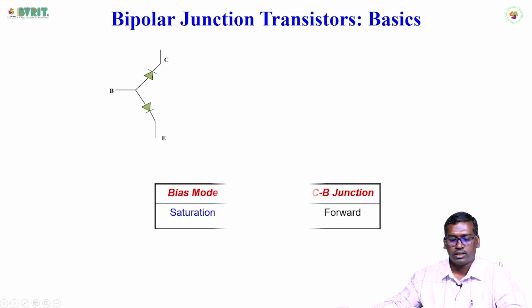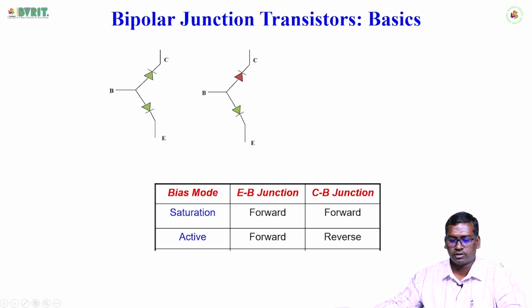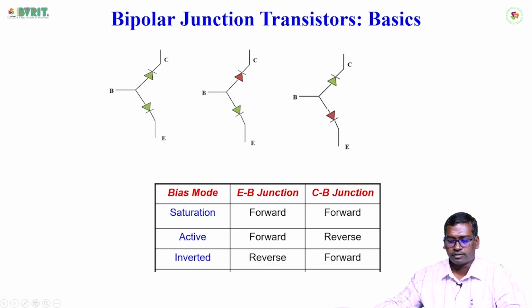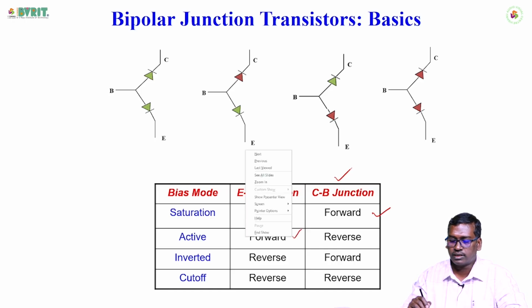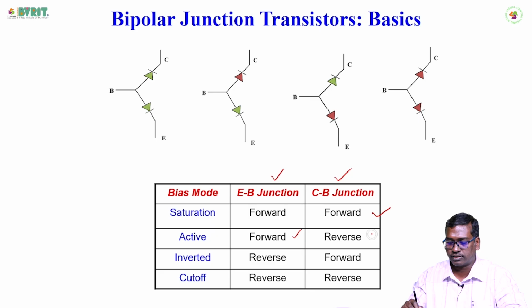If you see further, this is how you can see the illustrations. The green indicates forward bias, the red indicates reverse bias. In saturation, both the EB junction and the CB junction are in forward bias. In the active region, the EB junction is forward bias and the CB junction is reverse bias. Also the inverted or inverse active region, reverse and forward, and cutoff, reverse and reverse. You can easily understand it here.